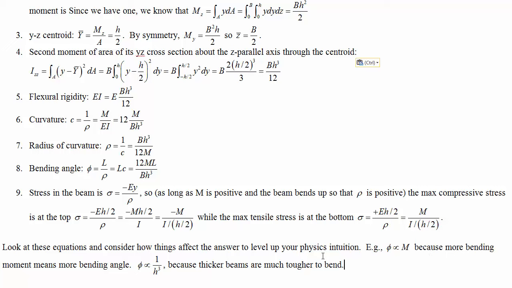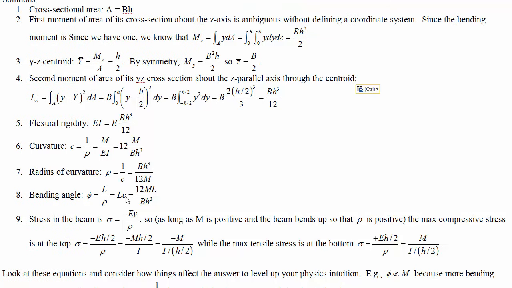So to level up your physics intuition, look at these equations and consider how things affect the answer. For instance, the bending angle here is proportional to the moment. More moment means more bending. More length means more bending. More width of the beam means less bending, linearly proportional to the width, because that same moment is distributed over a bigger width of the beam.